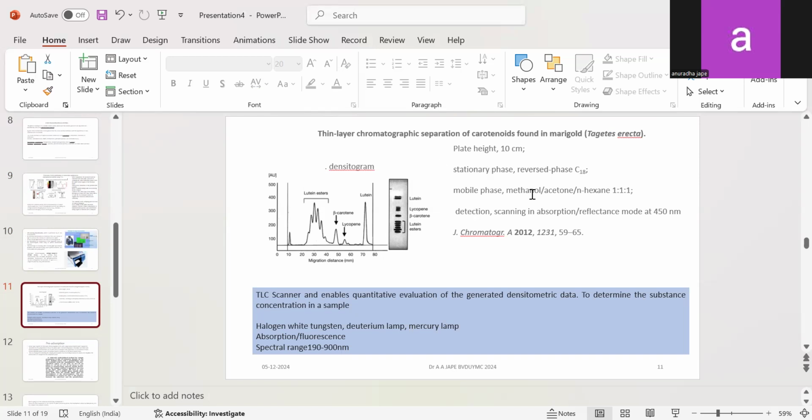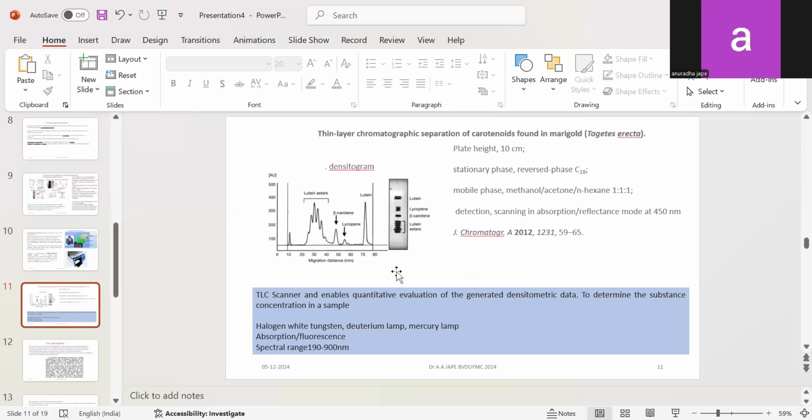All these types of support matrices we have discussed in our previous videos and lectures. The plate height chosen is just 10 centimeters, and you allow the system to run until the mobile front has run to the other end of the plate. You take this TLC plate out and allow it to go for detection. Of course, scanning in absorption or reflectance mode at 450 nanometers is used, and what you see as the data is the densitogram.